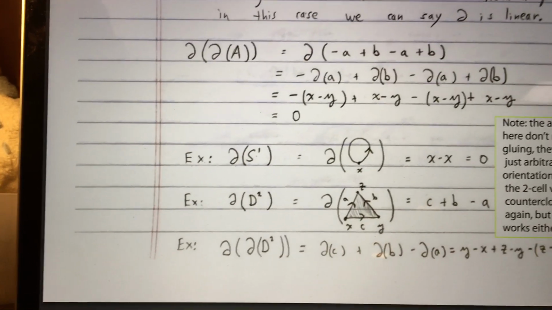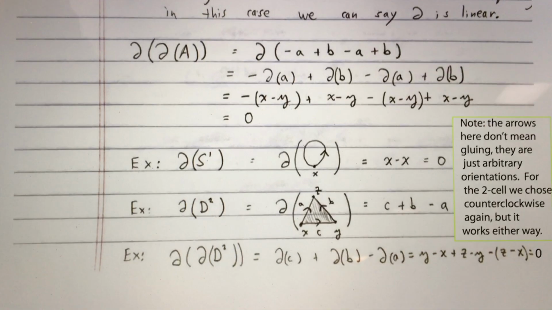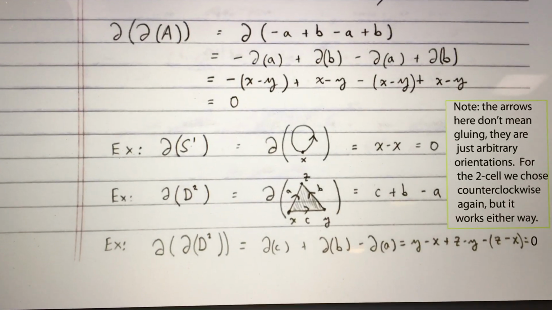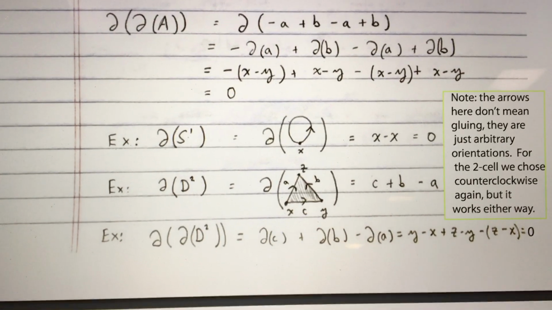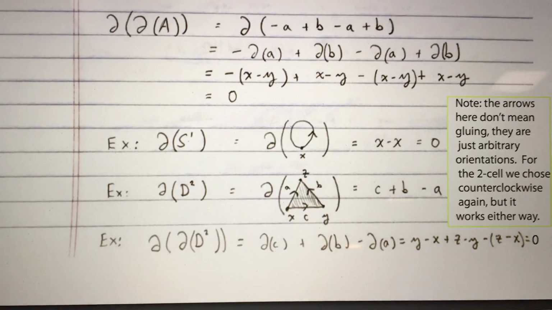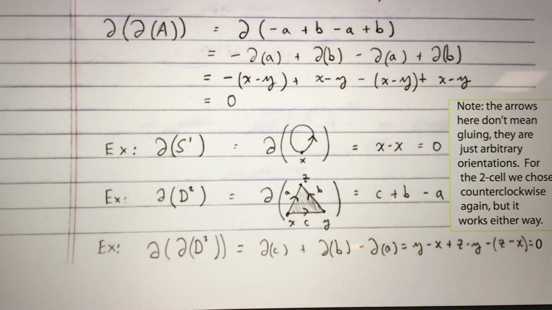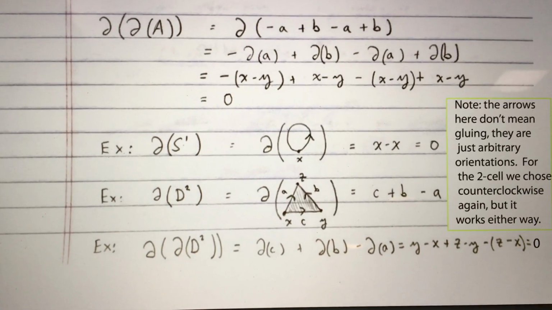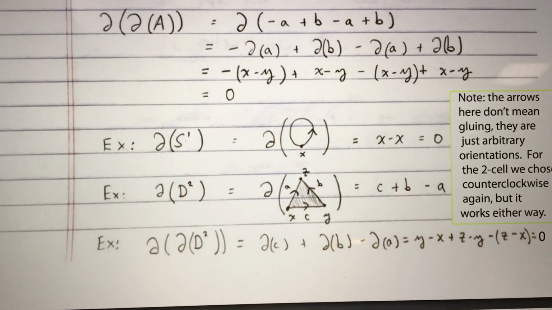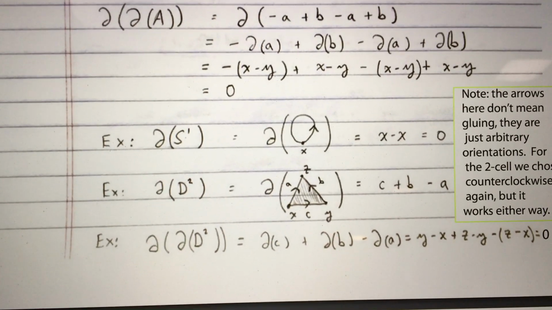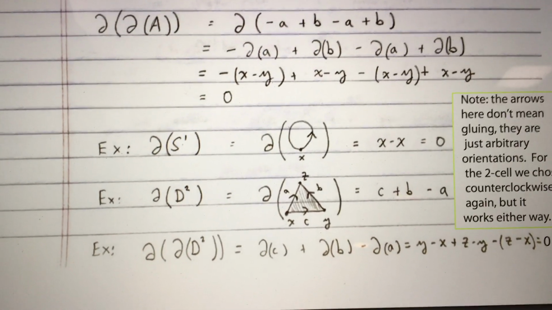Now finally we check that the boundary of the boundary is 0 again on that last example. We apply boundary to the boundary of that triangle, and we get, after linearity, boundary of C plus the boundary of B minus the boundary of A. And then using the definition of the boundary of a one segment, we have y minus x plus z minus y, and then minus z minus x. Check the double negatives, everything adds up to 0.